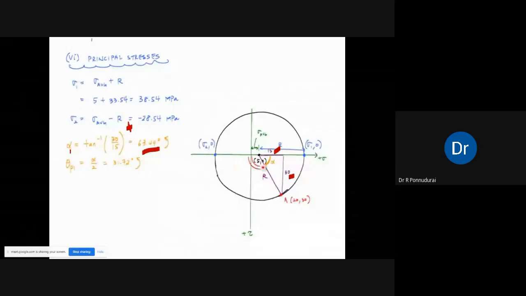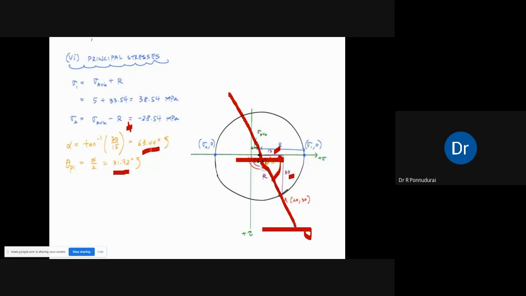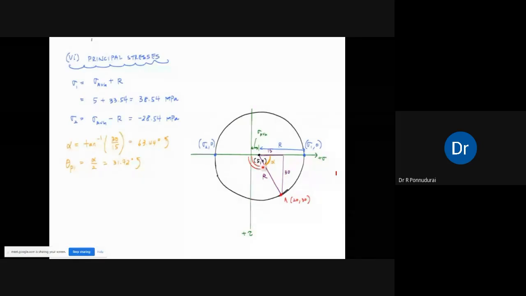So what is going to happen to this element? The element needs to be rotated anticlockwise by theta degree, 31 degree, in order to get the maximum principal stress. So this is what we say 0 degree plane. So from here, the alpha, that is 63.44 degree anticlockwise, will be the maximum principal stress. Already we know that alpha, that is 2 theta, is 63.44. The element needs to be rotated half of that. That is what theta P1.